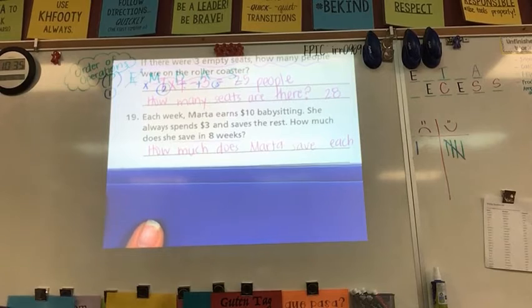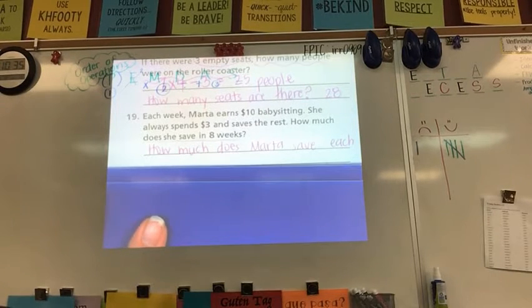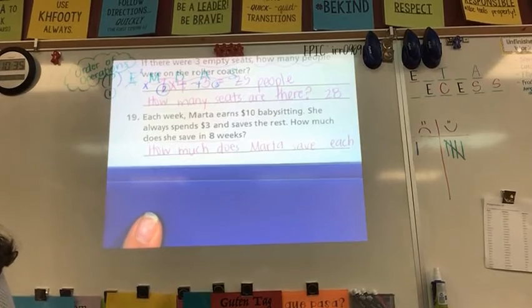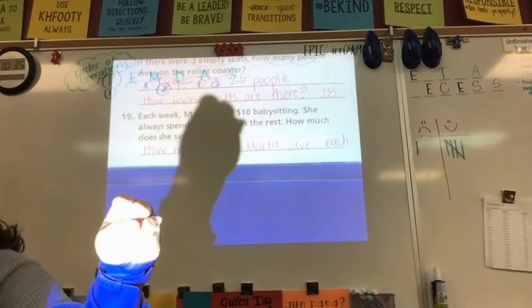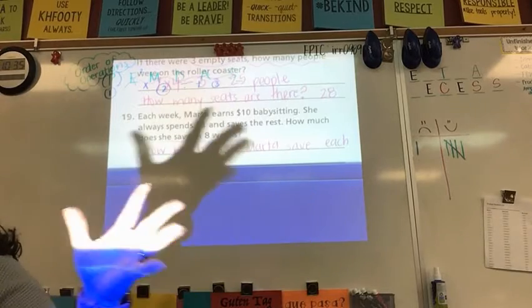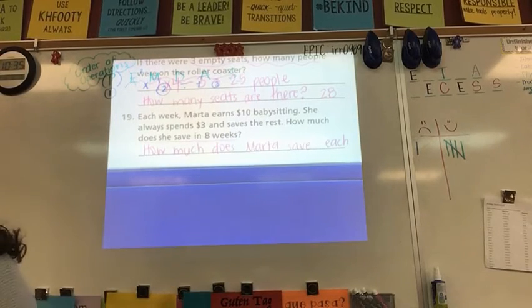We have to figure out how much she saves in 1 week before we can figure out how much she's gonna have after 8 weeks, right? So that's what my first step question is asking. How much does she save each week? How much does she save in 1 week? Well, if she gets $10 and she spends 3 and keeps the rest, how much did she save? 7.